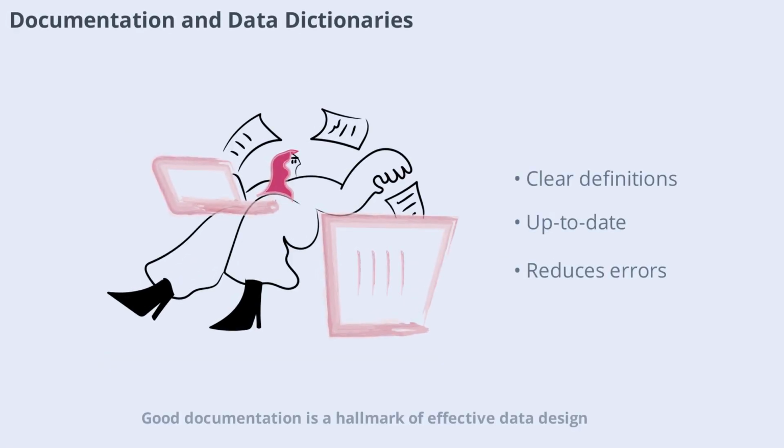Good documentation is a hallmark of effective data design. Data dictionaries describe each field, its type, and its purpose. This makes it easier for developers, analysts, and stakeholders to understand and use the data correctly. Keeping documentation up to date ensures that everyone is on the same page and reduces the risk of errors.